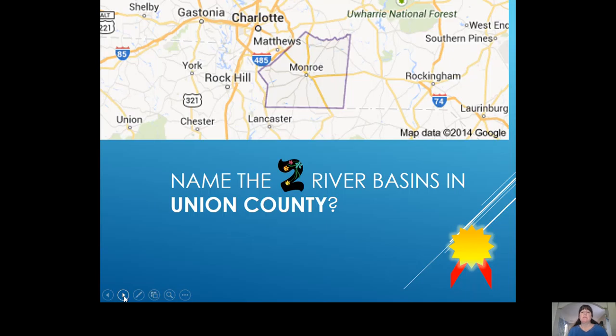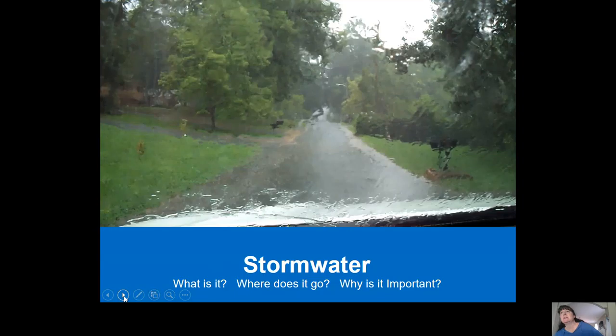So again, name the two river basins in Union County. That is the Pedee River Basin and the Catawba River Basin. So stormwater. Stormwater is very important because this is where we see a lot of our runoff, and that again picks up lots of pollutants, and then it ends up in our drinking water supply and in our oceans. So instead of seeping down nicely into the ground where we want to store it, it just runs off and pretty much becomes useless, either because it's polluted or it goes back into the ocean.